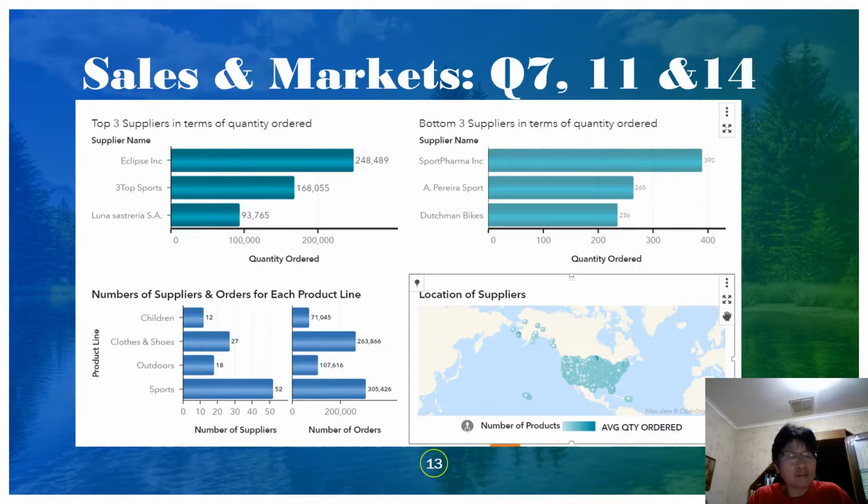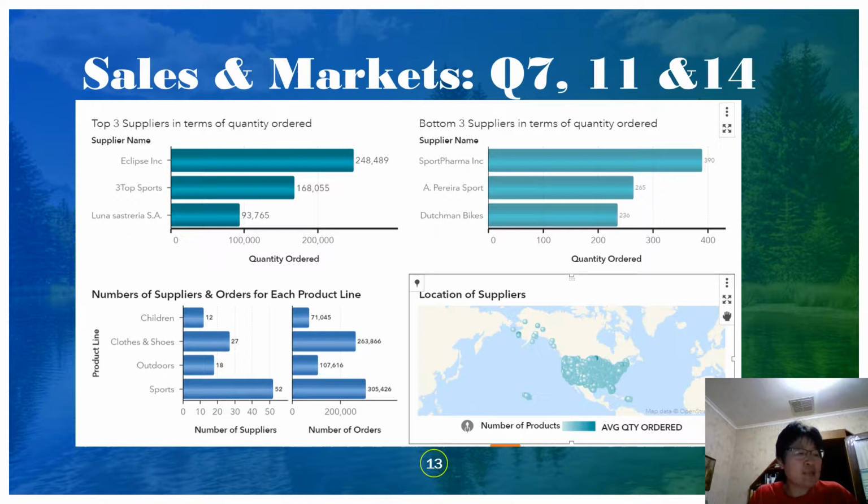Supplier focus. The top and bottom 3 suppliers names are given for success and failures investigation on the top part of the graph. Clearly, we have enough suppliers for sport and clothes and shoes, but not quite so with children and outdoors. One of the major reasons why they were the bottom 2 product lines. Secondly, we can tell that the more the supplies available for each product line, the more the orders generated.